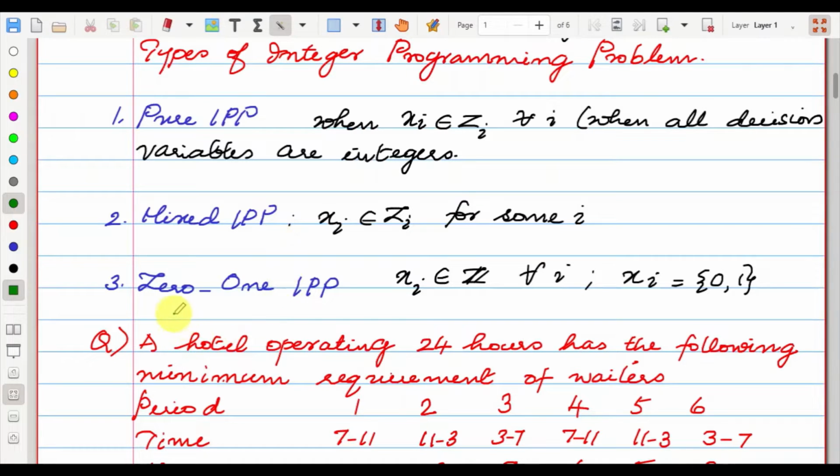Then another type of integer programming problem is 0, 1 IPP. Here, xi will be an element of Z for all i. Also, xi must be an element of 0 or 1. This set must be an element of this set. So these three types of integer problem are there.